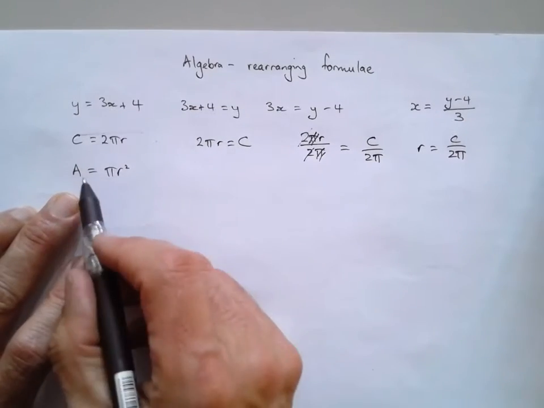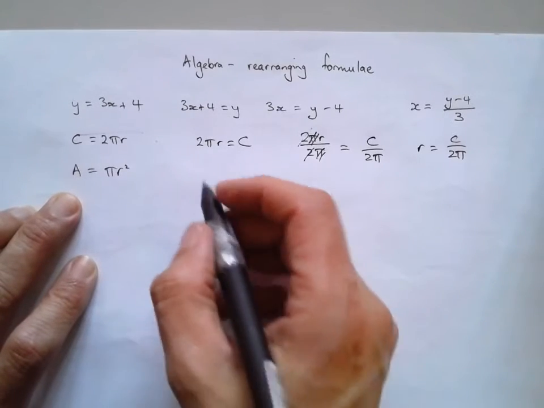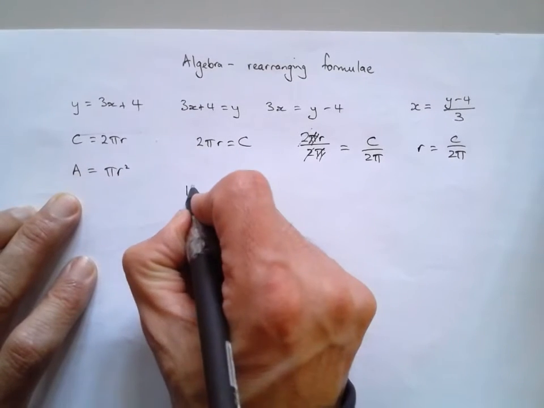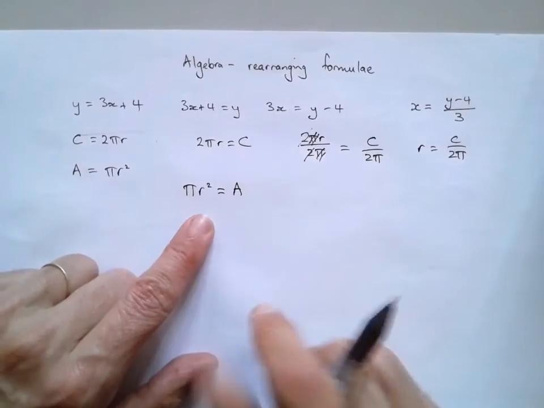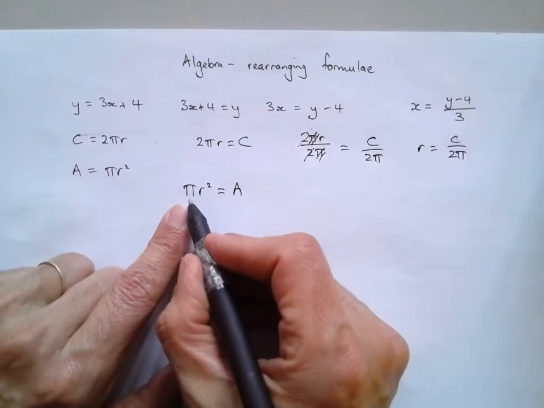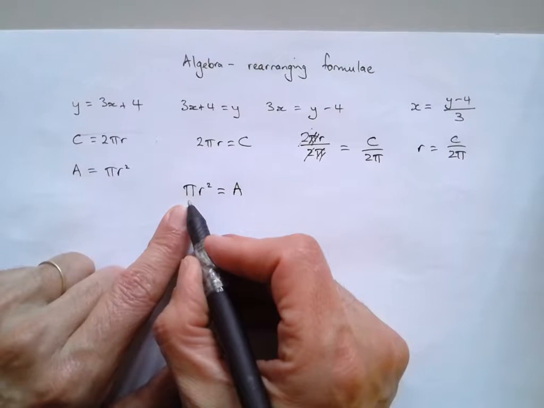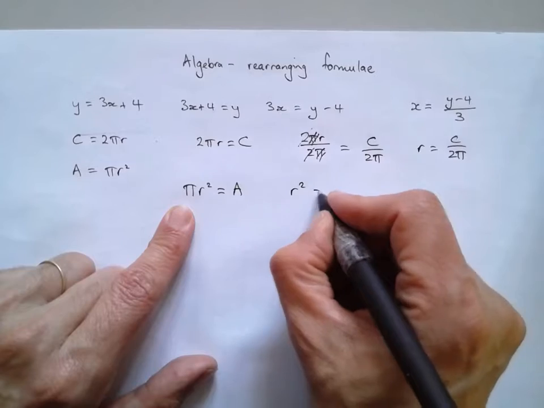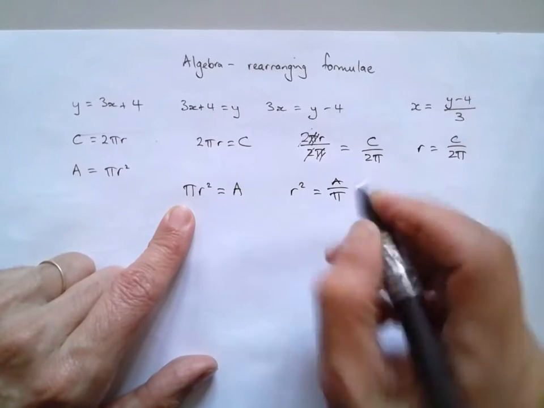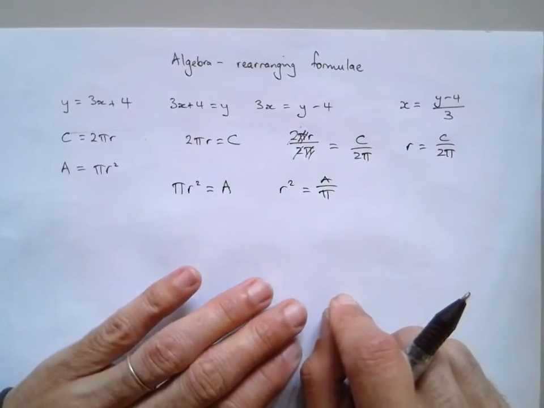This last one, A equals pi r squared, is a little bit trickier. So again, I'll flip it around. Pi r squared equals A. Now, the last thing that was done here was to multiply r squared by pi, so I'm going to divide both sides by pi to get r squared as A on pi.